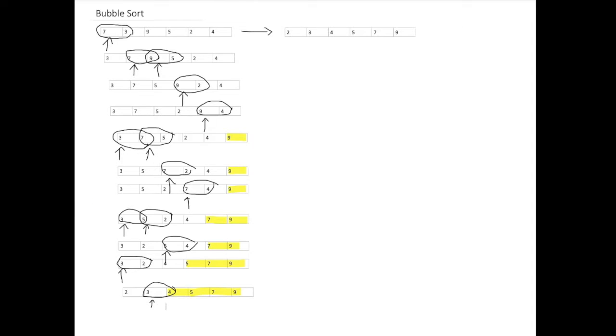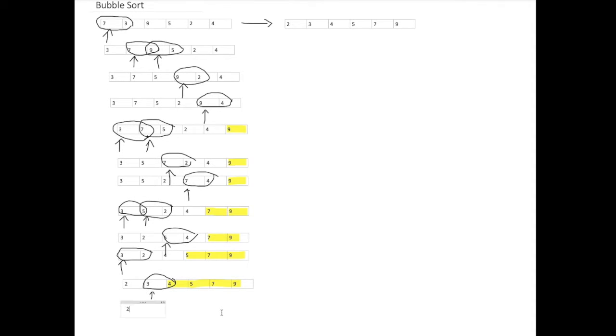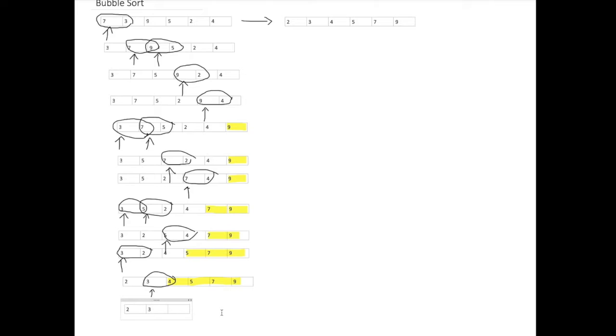So let's write the list down again. 2, 3, 4, 5, 7, 9. Alright, and then we'll move the pointer to the first location. And we'll compare these two elements. No change, no swapping. That means we got the fifth largest element for this array. And we don't have any more elements to sort because we have only one element left. So we got the sorted list.